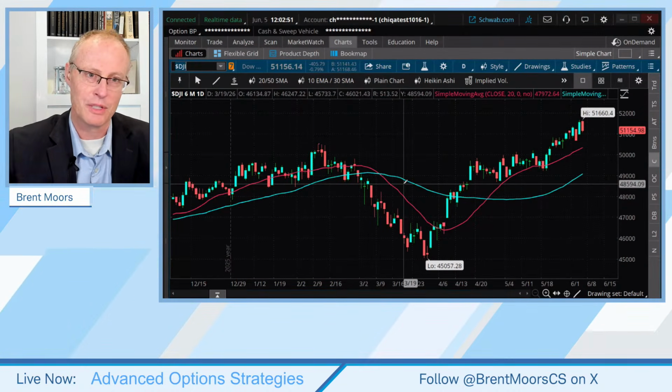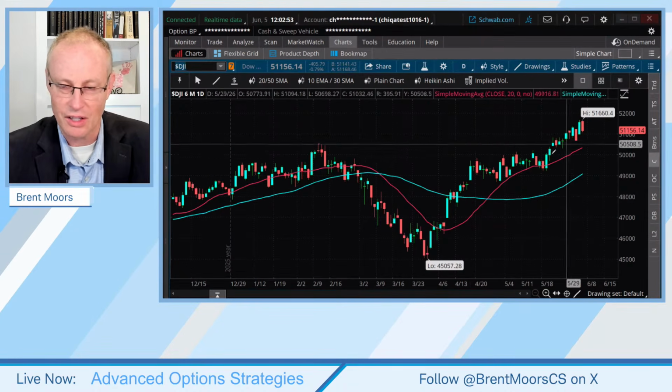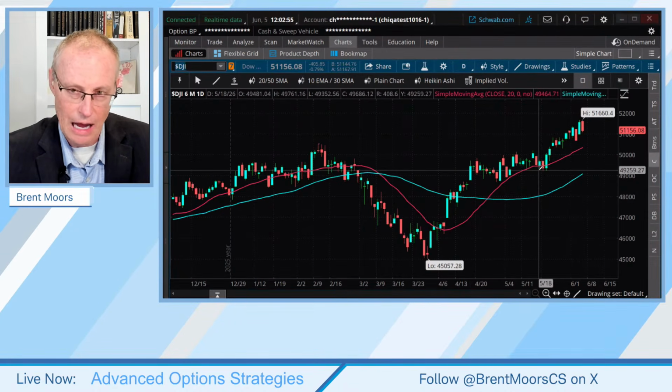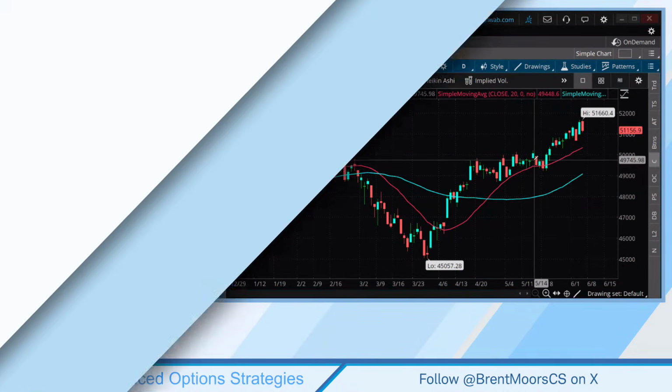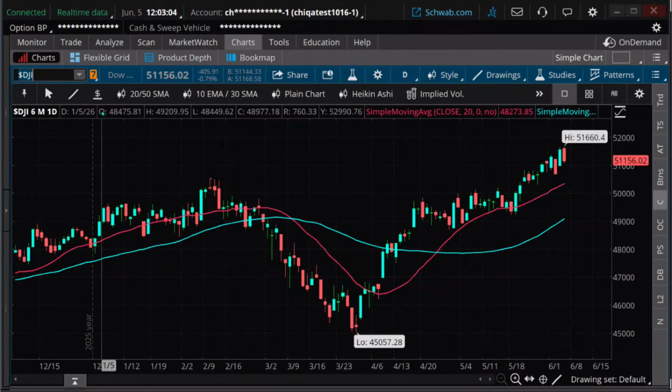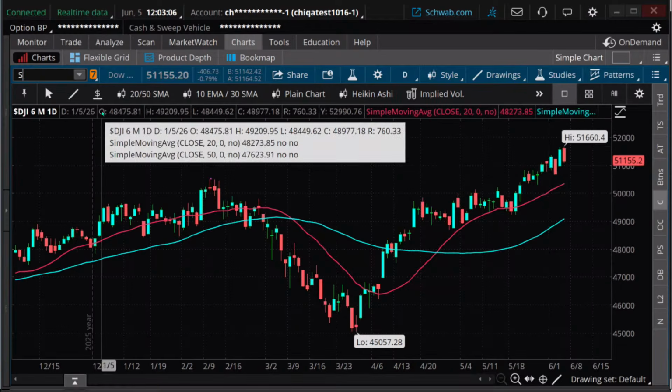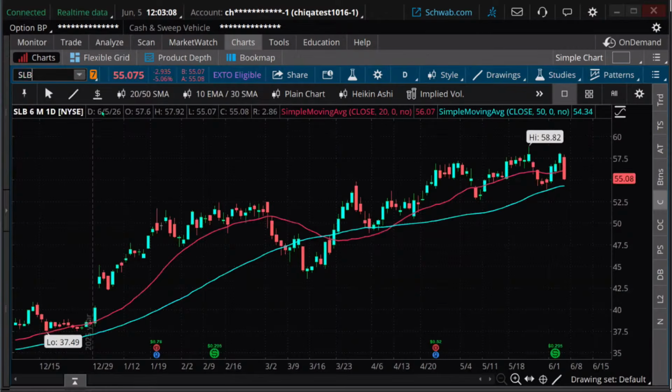I have the Dow Jones Industrial Average here, right? You can see the trend that we've been in on the Dow. Pretty similar, a little bit more of a pullback on the S&P 500 right now, but the general trend has been pretty good. But I'm just going to start with a large stock a lot of you are familiar with, and that stock is Schlumberger here.